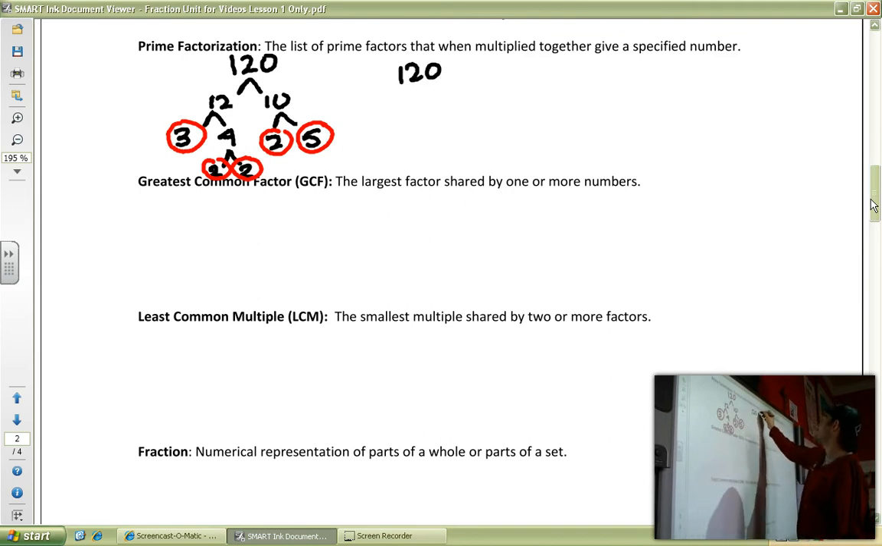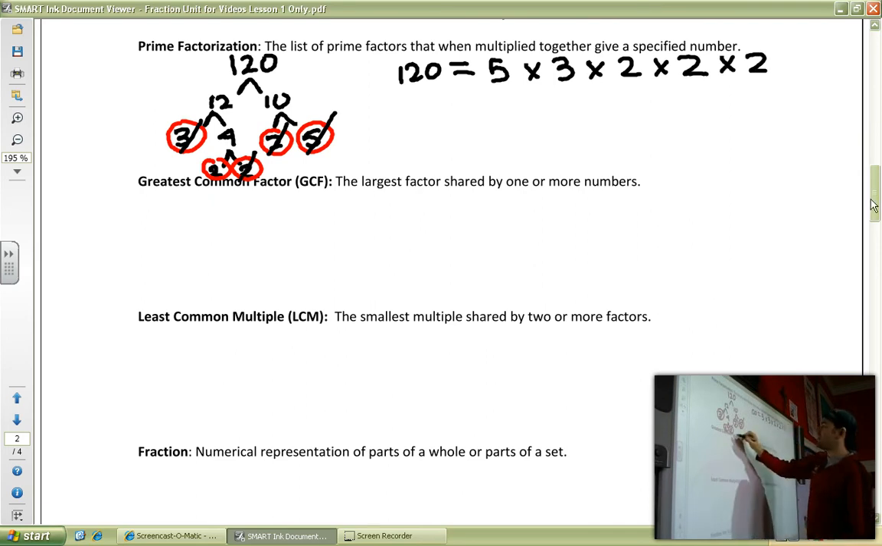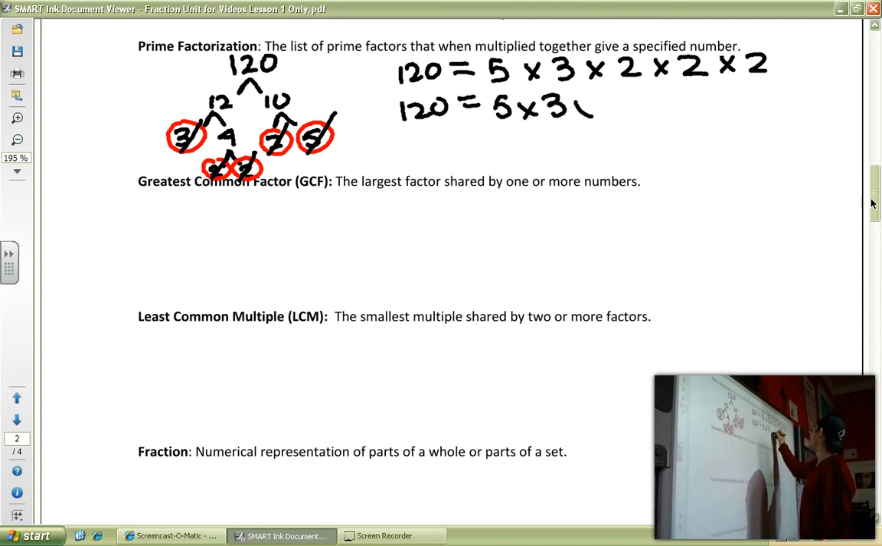We have 120 is going to equal 5. Notice I'm crossing them out as I go so I don't mess up. 5 times 3 times 2 times 2 times our last leaf 2. If you want to write it with exponents, you can do that. It would be 120 equals 5 times 3 times 2 to the third power.